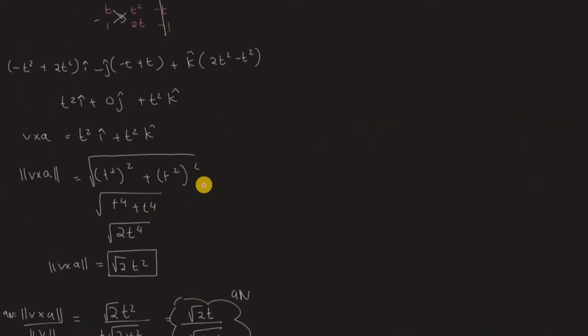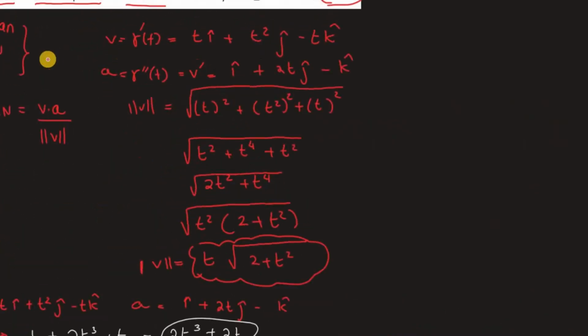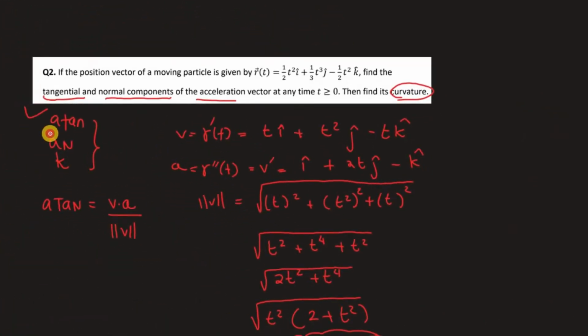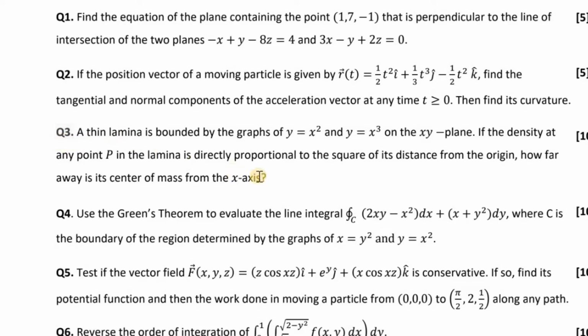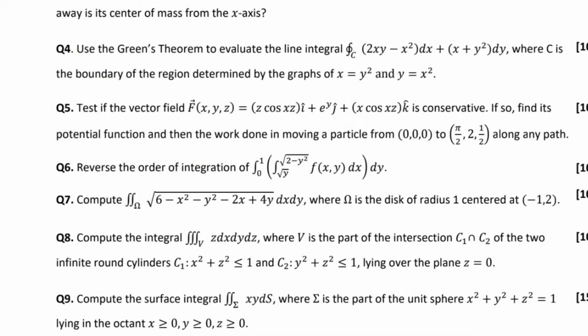So we're actually done with everything that the question asked us to do: a tan, a n, and kappa. Now we can finally move on to the next question. Next we have question number 3 over here, but I'm not going to solve it in this part. I'll be solving it in the next part of this video. For now you can solve it and let me know the answer in the comment section below. Alright, let's move on to question number 4.